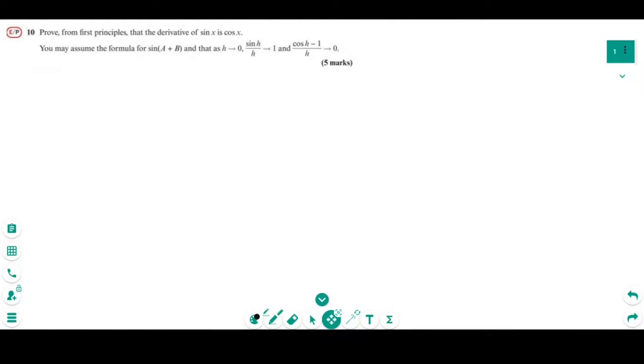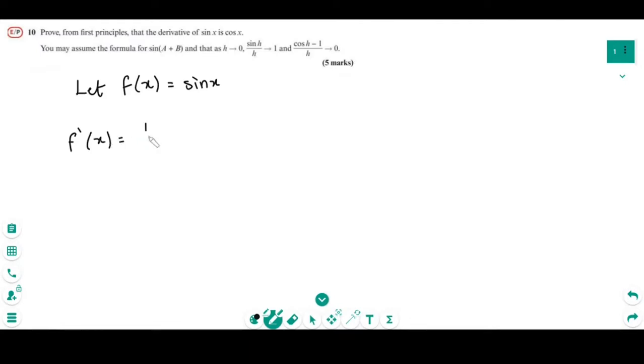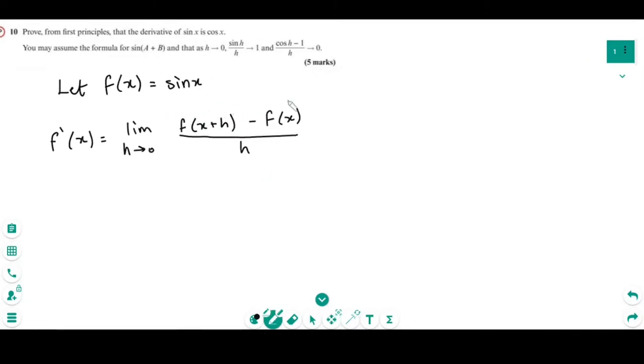Okay, so in a question like this, the first step would be let f of x equal sine x. Okay, and you should already know the formula for a derivative. F dash of x is limit as h tends to 0 of f of x plus h minus f of x all over h. Okay, so let's replace the f of x plus h with something. If we know that f of x is sine x, and I'm going to write the x in brackets just to make it clear, then f of x plus h must be sine of x plus h.